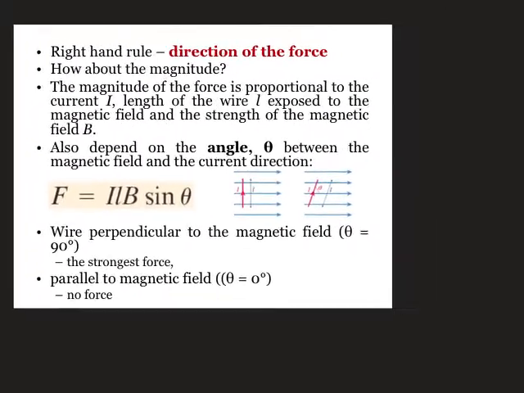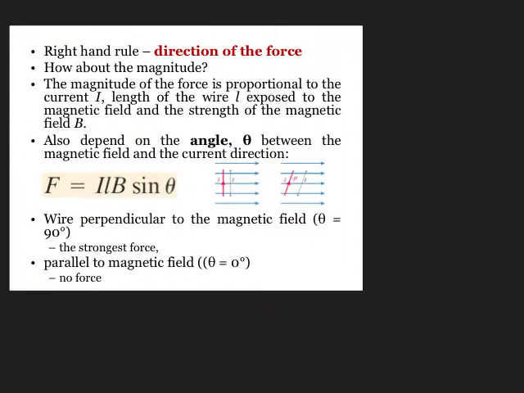So we already know how to find the direction of the magnetic force, and for the magnitude we can use F equals BIL sine theta. Like I mentioned before, to get the maximum magnetic force, the wire carrying current should be perpendicular to the magnetic field, and to get the minimum, where the magnetic force is 0, the wire carrying current should be parallel to the magnetic field.